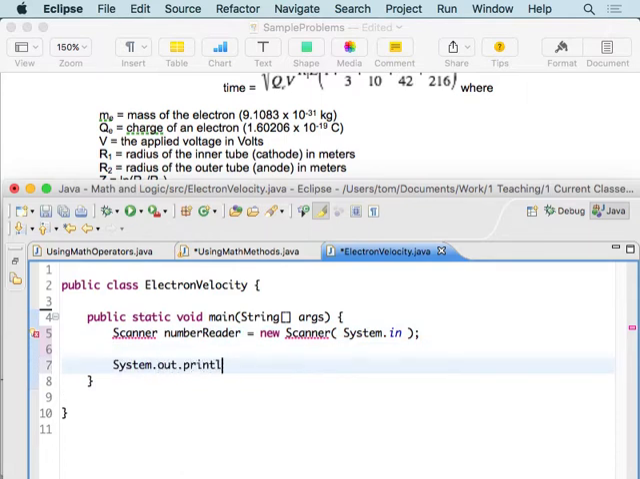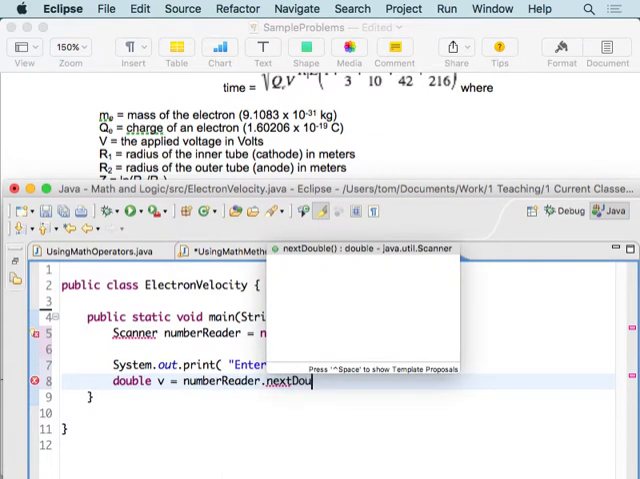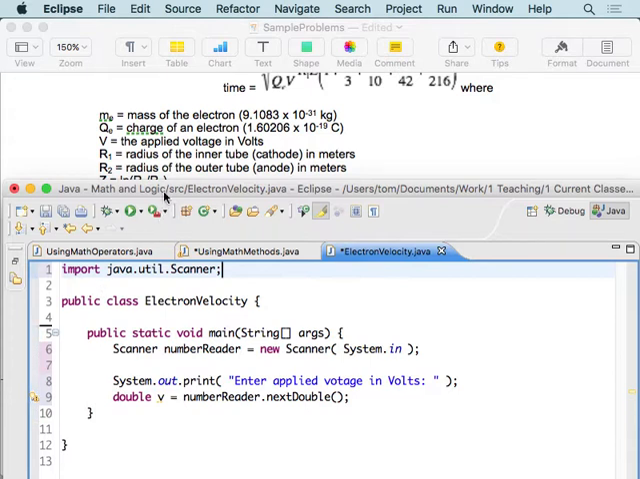Then I'm going to start prompting for the things that I need for this problem. So I'm just going to put enter applied voltage in volts. And then that's going to be a double. So volts, or V, is going to equal number reader dot next double. Alright? And when I did that next double, it automatically imported scanner for me. We talked about that the other day.